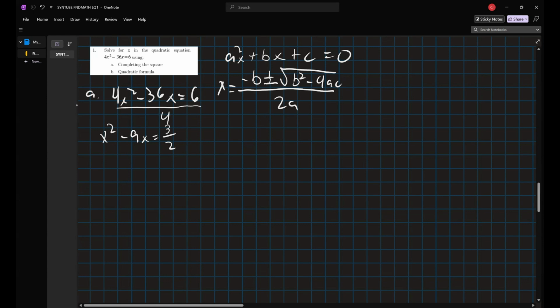Next, we divide b by 2 and then square that answer. So that is negative 9 divided by 2, which is 9 halves. Then we square that: 9 over 2 squared gives us 81 over 4. We'll add that to the other side as well.